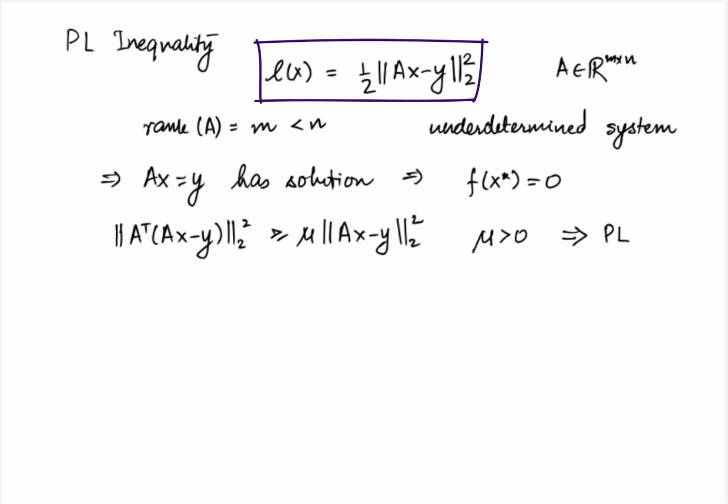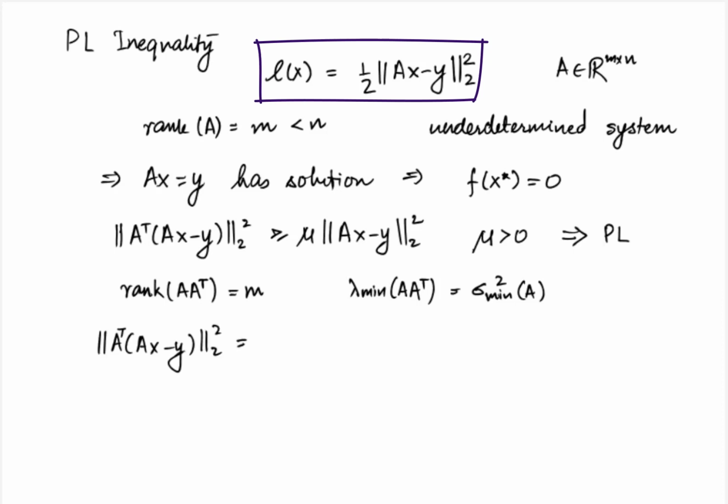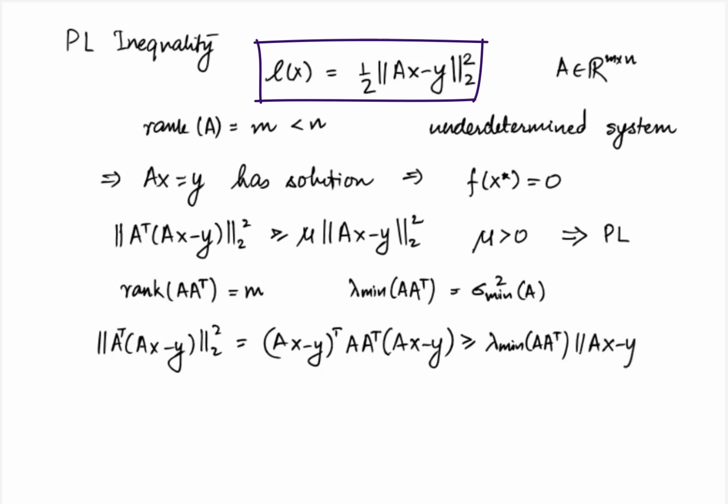For establishing this, we can use the fact that A transpose A is a full rank m cross m matrix. And the smallest eigenvalue is given by lambda min of A transpose A, which is also the square of the smallest non-zero singular value of A. So these allow us to expand the norm as (Ax minus y) transpose A A transpose (Ax minus y). And you can see that the right hand side can be lower bounded as lambda min of A transpose A times norm square of Ax minus y.